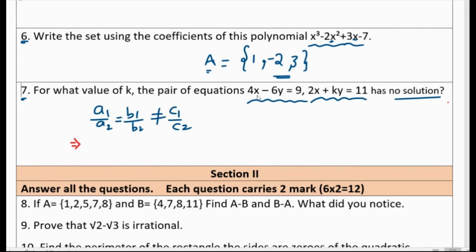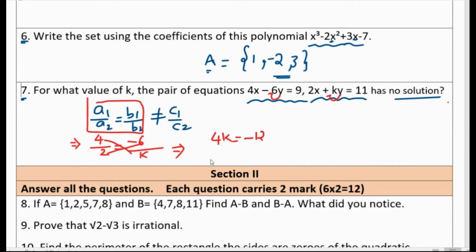So we know that a1 is 4 and a2 is 2, b1 is minus 6 and b2 is k. So based on the above condition, 4 by 2 is equal to minus 6 by k. When two fractions are equated, we have to do cross multiplication. 4 times k is equal to minus 12. k is equal to minus 12 by 4, which is nothing but minus 3.